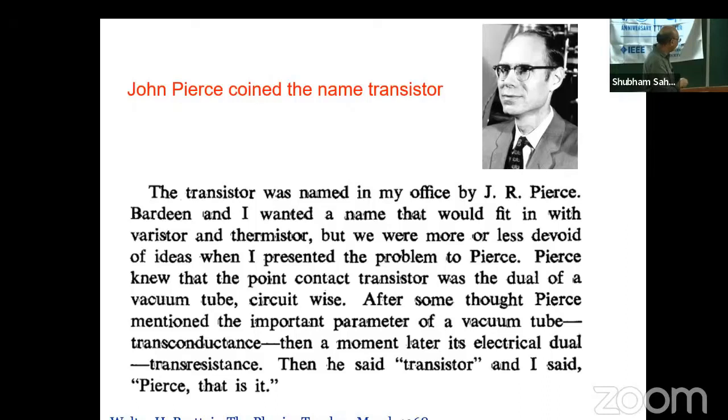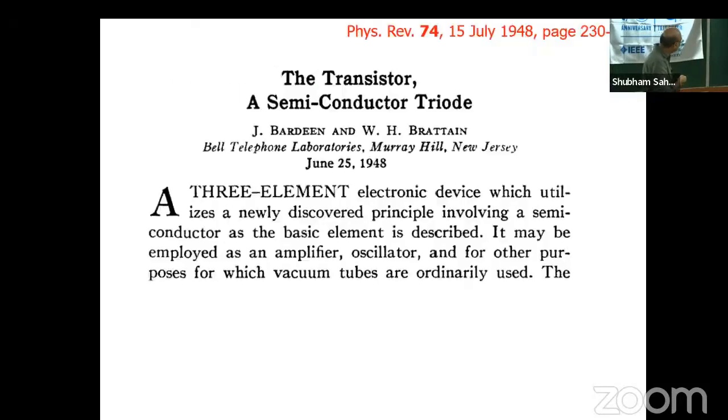He mentioned transistor, and Brattain said, yes, that's what we are going to call it. So that's how the name was coined. And this is the first paper that came out describing it. Of course, patents were filed, and Bell Labs kept the whole thing a secret for at least 6 months. During that time, they filed patents, and papers were published.